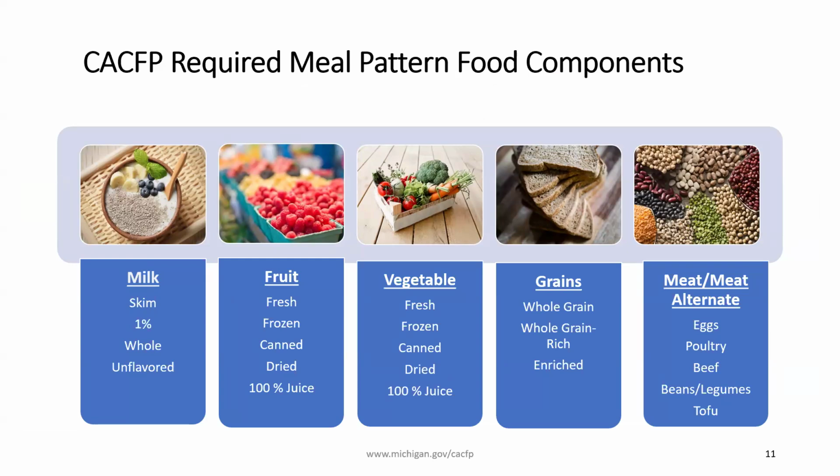Now here's a bit more detail that we go into with the 5 required meal pattern components. As you can see, milk, fruit, vegetable, grains, and then meat alternates. These just give you a breakdown, a little bit of the variety that you can have within each category, which I'll go into more detail coming up here.